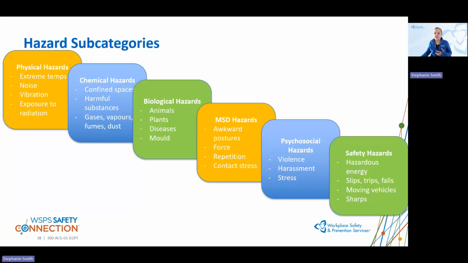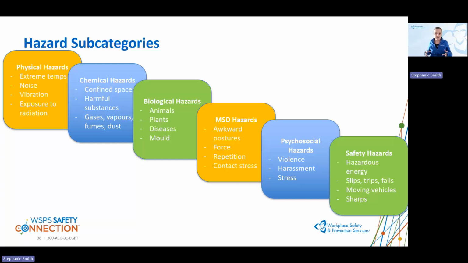Chemical hazards, so things like confined spaces that may have atmospheric hazards are a chemical hazard. Could be harmful substances, gases, fumes, vapors, dust. All those are chemical hazards. Biological hazards, they're ones that tend to get forgotten about sometimes when we're doing the hazard assessments: animals, plants, diseases, mold. Are those present in your workplace? MSD hazards, those are awkward postures, force, repetition, contact stress as well. Psychosocial hazards, that's violence and harassment and stress in the workplace.